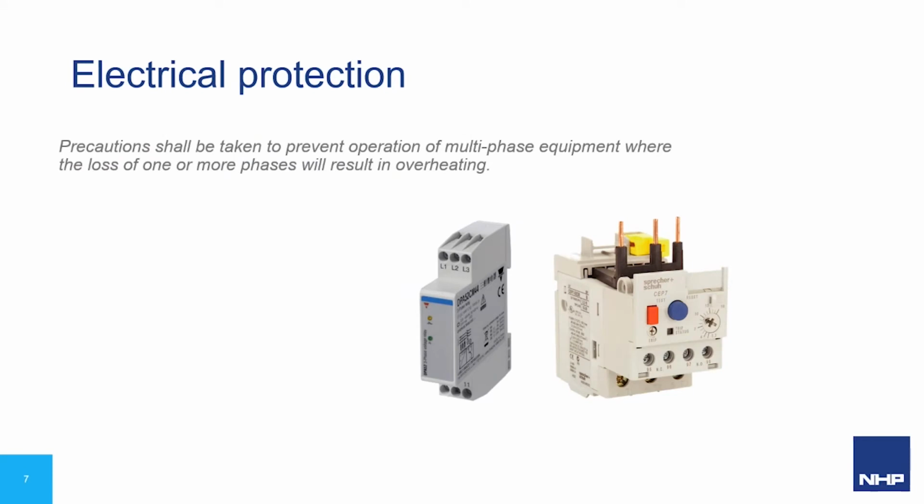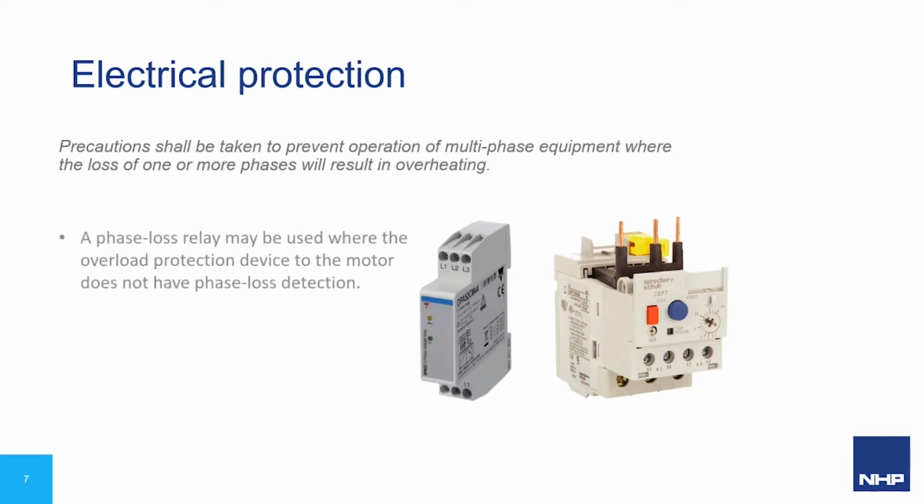Now, it's important to note that section 7 of the general requirements finally states that precautions shall be taken to ensure there is no operation of multi-phase equipment where the loss of one or more phases will result in overheating. Now, this of course occurs in motors when there is a loss of one or more phases while the motor is running, resulting in overheating, again due to excess current draw. So in this situation, a phase loss relay could be used here, where the overload protection device on the motor does not have phase loss detection. And now, again, these would likely not be hazardous area rated and would be installed within the hazardous area within a rated enclosure, as I was mentioning before.